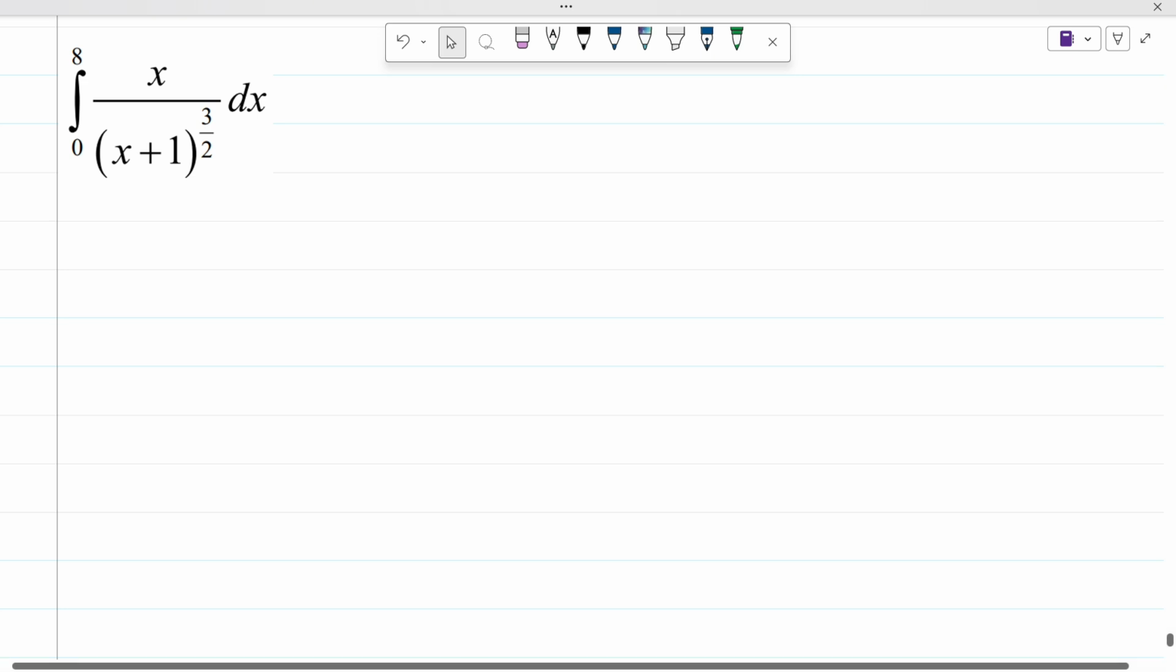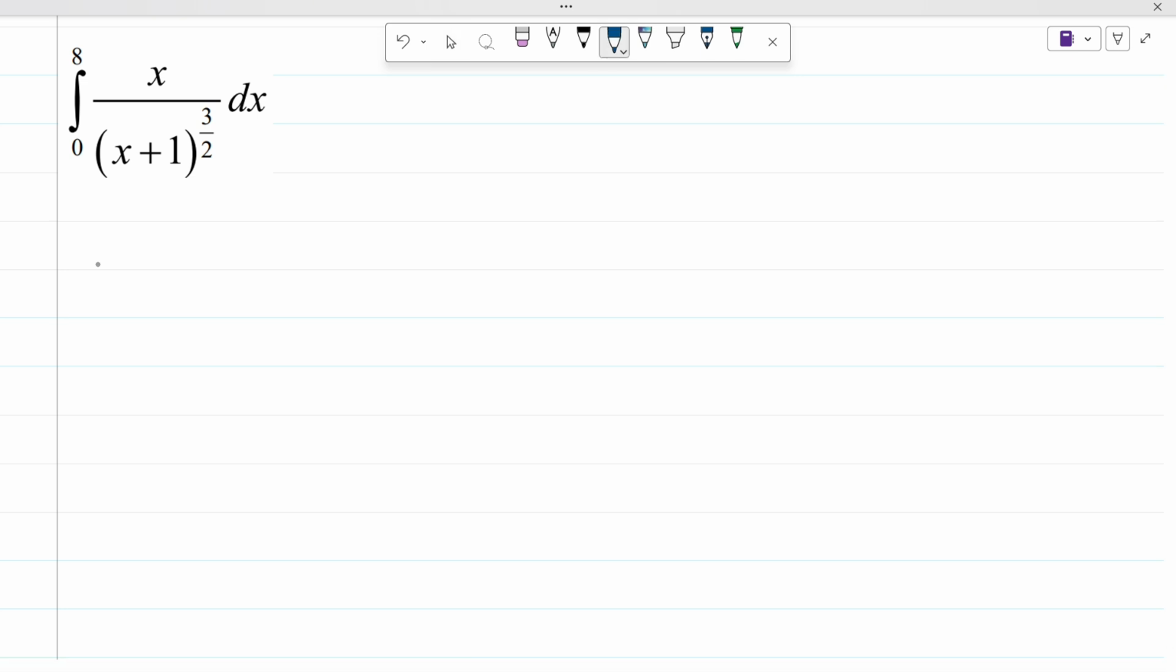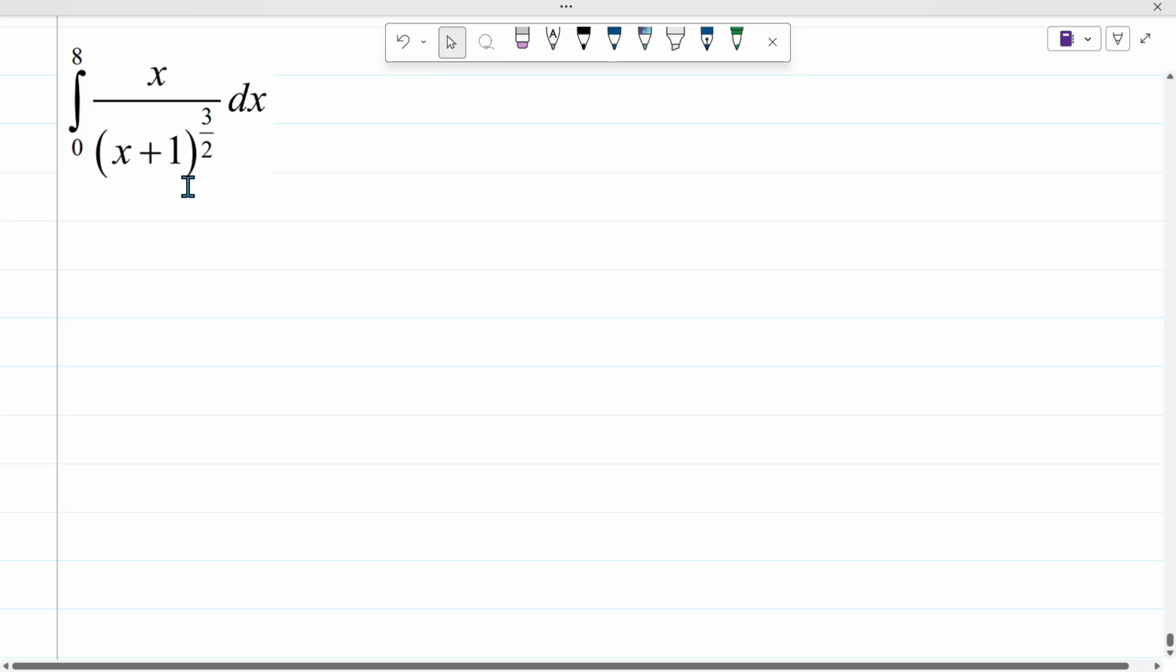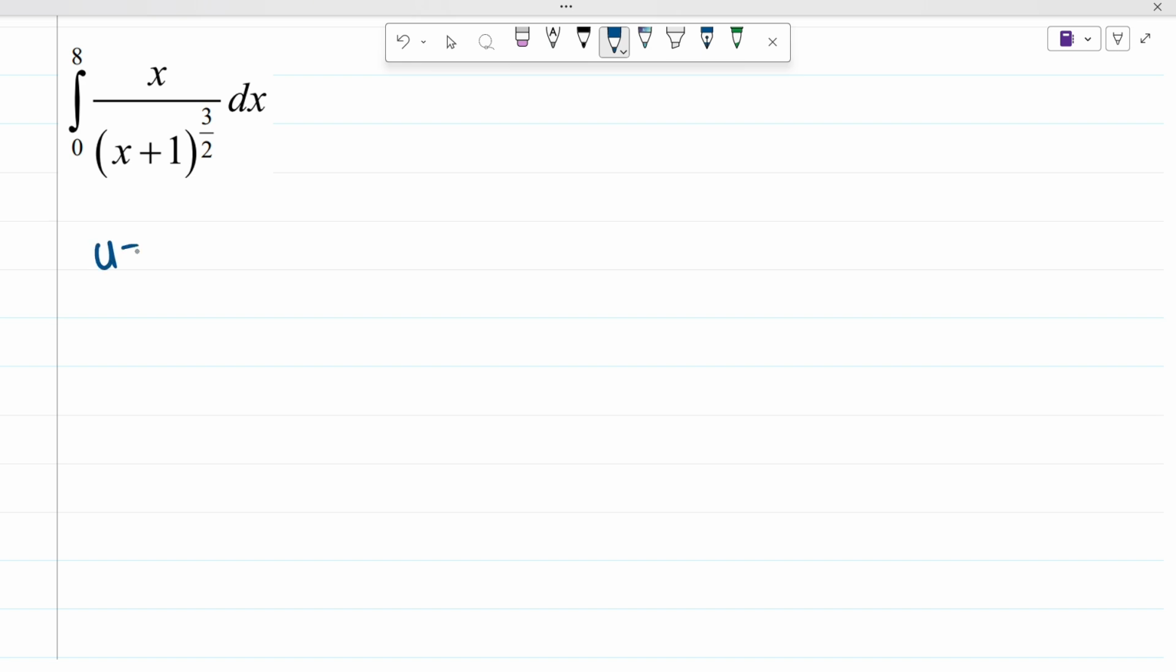Okay, so this is going to be what? We ask ourselves, can we simplify this? No. Do we have a function and its integral? No, we don't. So what are we supposed to do? Since we don't have the function and its derivative, we need to let something be equal to u. So for this case, our u is going to be equal to x plus 1.